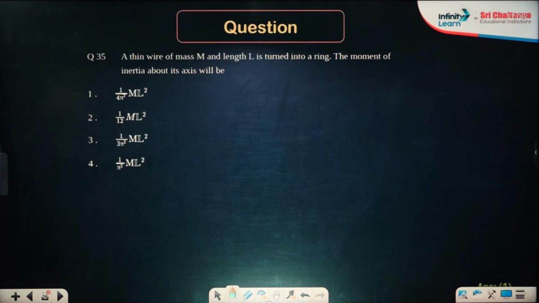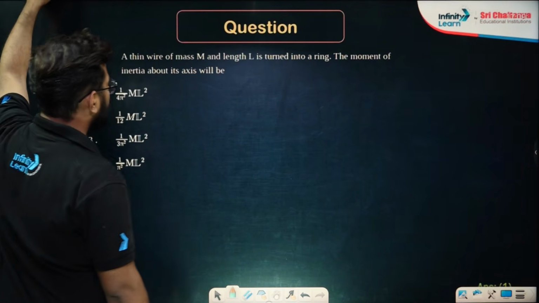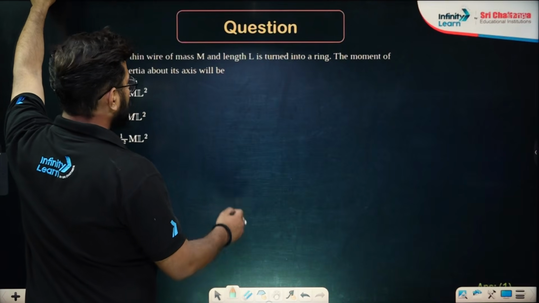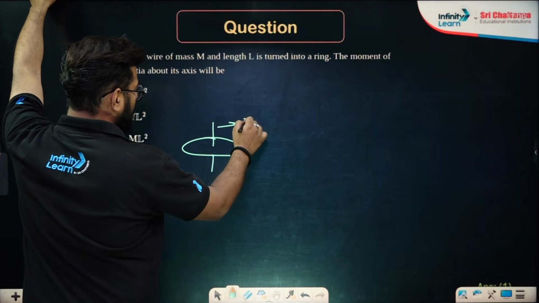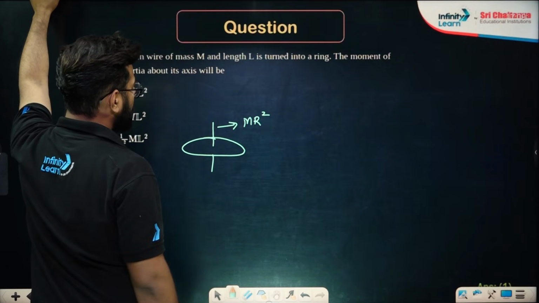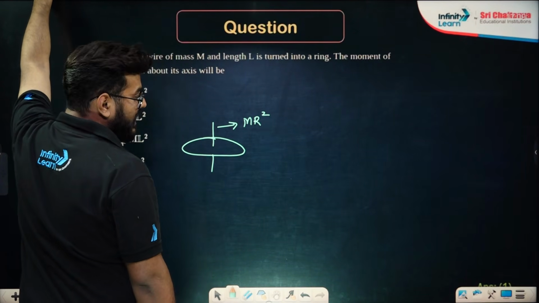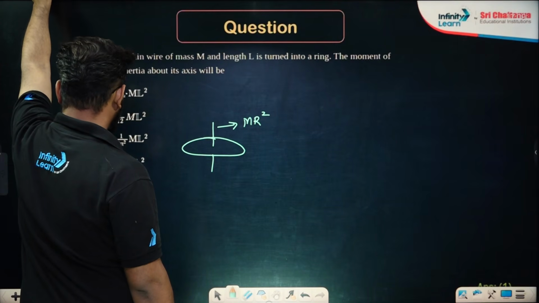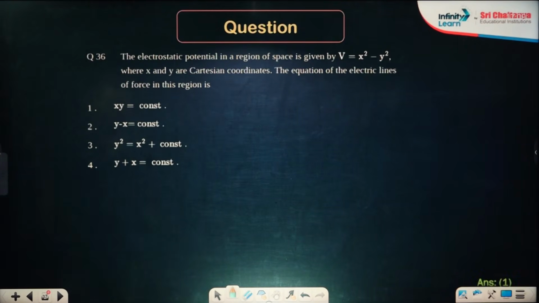A thin wire of mass capital M and length L is turned into a ring. The moment of inertia about its axis will be? So basically about its axis, it will be MR square. Now R over here is simply going to be, L is equal to 2 pi R, that means L square upon 4 pi square, right? L square upon 4 pi square. Option number 1 is the correct answer.